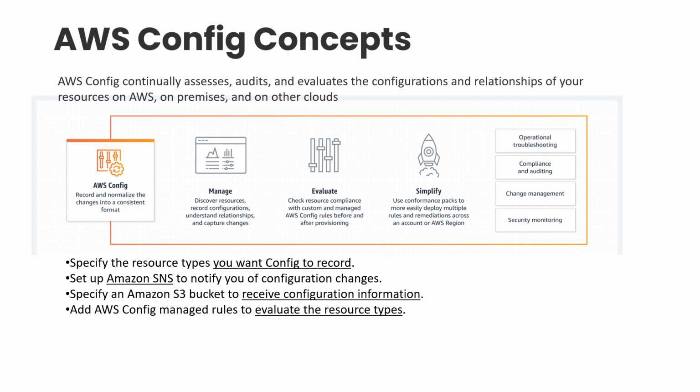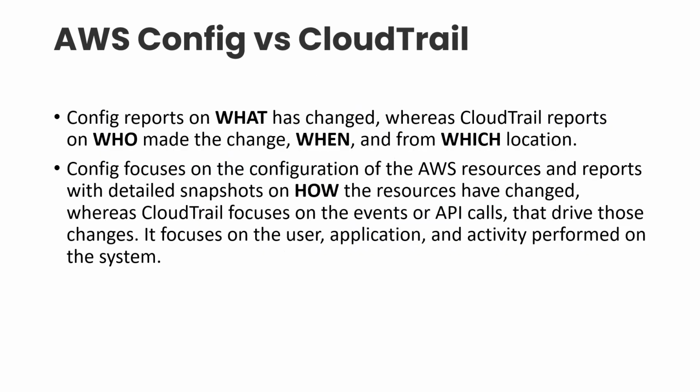Specify the resource type you want Config to record. Set up Amazon SNS to notify for configuration changes. Specify an S3 bucket to receive configuration information. You use AWS Config managed rules to evaluate the resource type. So important is you record and normalize the changes into a consistent format. As I specified, I took the example of S3, and I took the example of security groups.